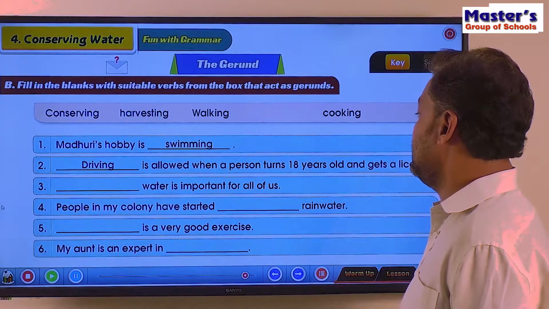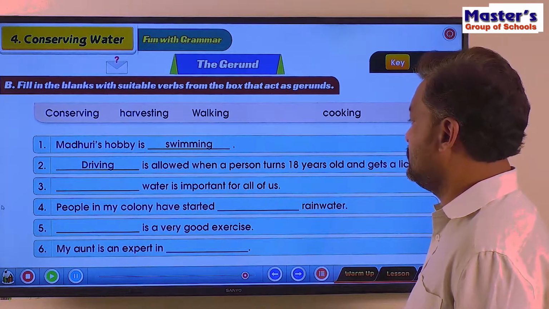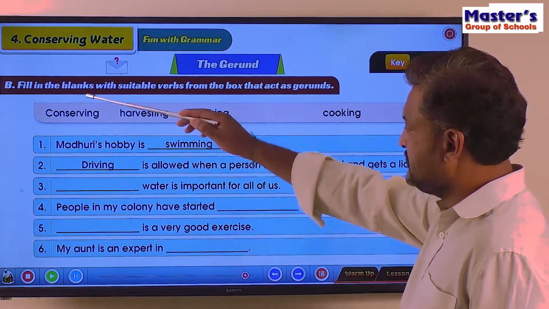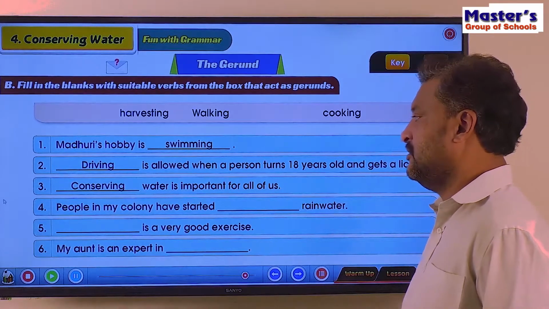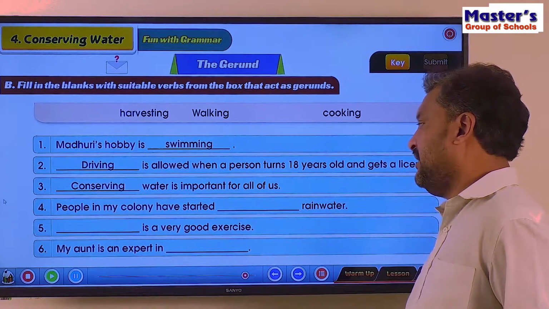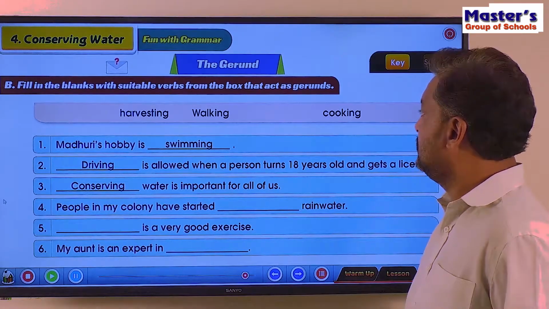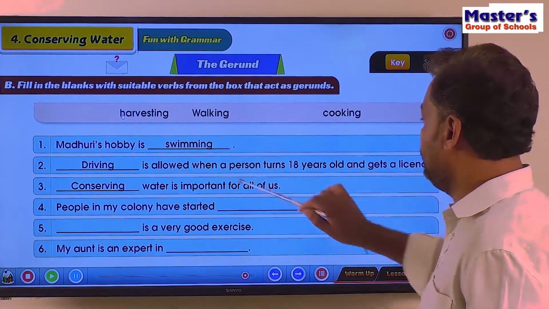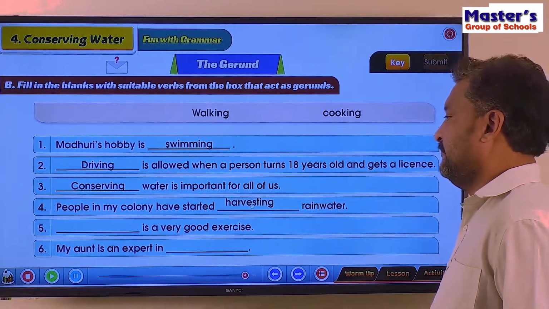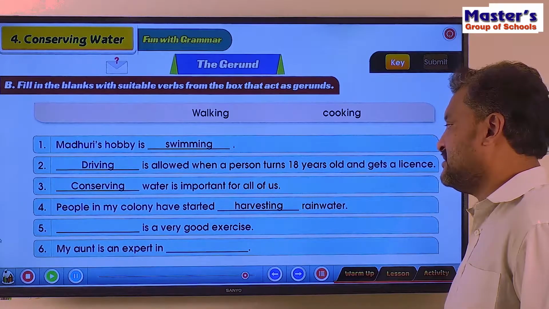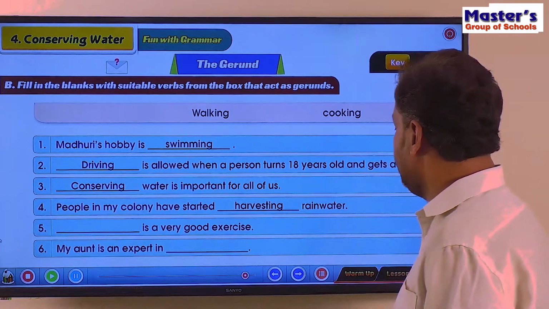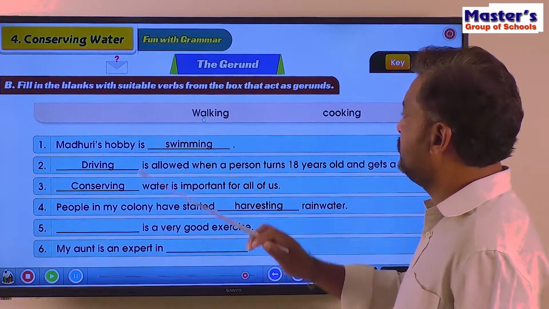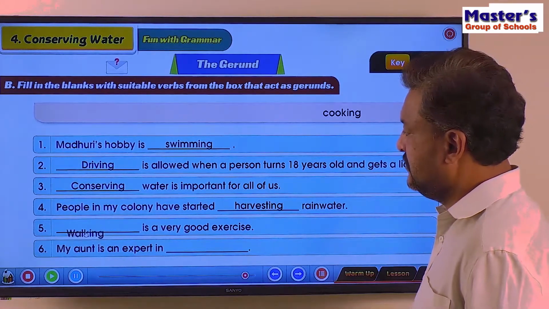Dash water is important for all of us. Conserving water is important for all of us. People in my colony have started harvesting rainwater. People in my colony have started what? Harvesting rainwater. Dash is very good for exercise. Walking is very good for exercise.